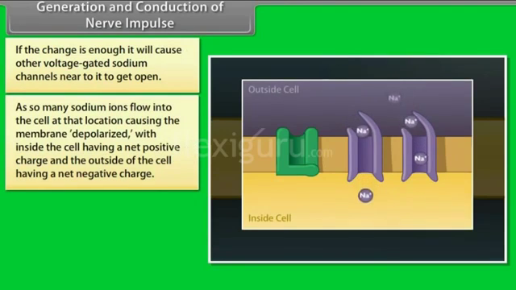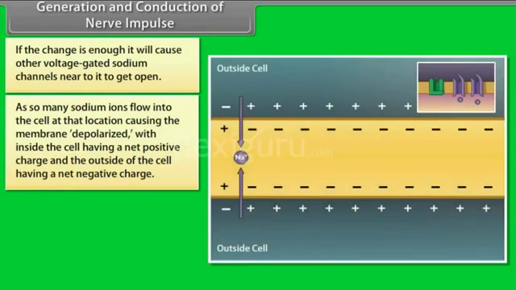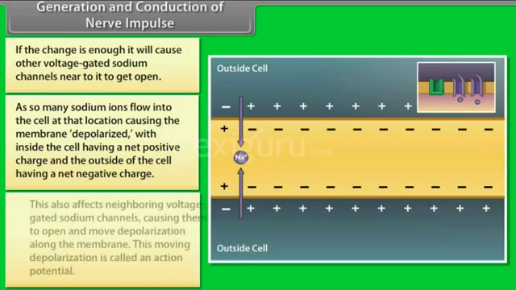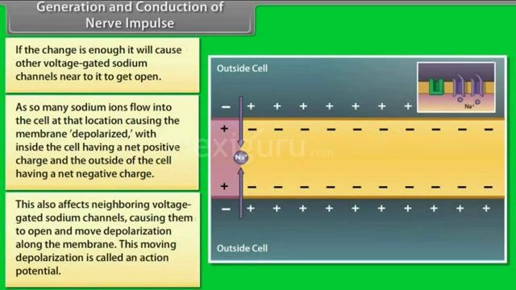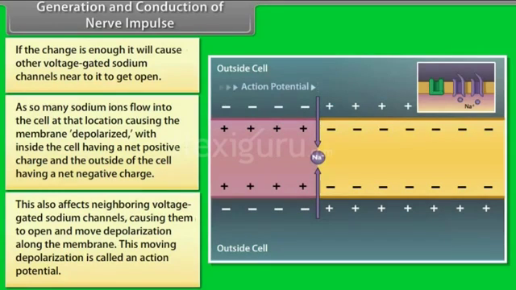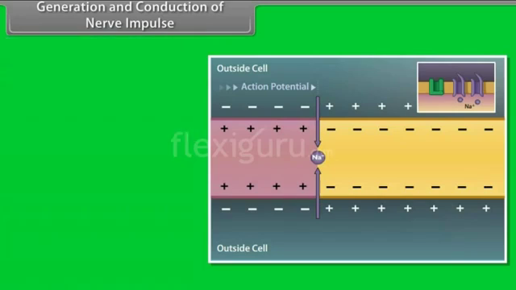As so many sodium ions flow into the cell at that location, the membrane becomes depolarized, with the inside of the cell having a net positive charge and the outside of the cell having a net negative charge. This also affects neighboring voltage-gated sodium channels, causing them to open and move depolarization along the membrane. This moving depolarization is called an action potential.